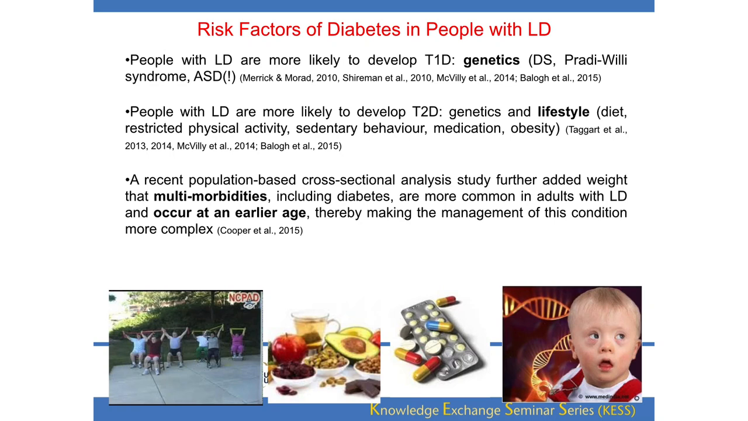But why do people with learning disabilities have higher rates of diabetes? First of all, there may be a genetic component, for example, people with Down syndrome and Prader-Willi syndrome. There's also been some research suggesting people with autistic spectrum disorder are more likely to have diabetes. There may also be lifestyle factors. We know people with learning disabilities have higher levels of sedentary behaviour and low levels of physical activity. They're also on more medication, particularly antipsychotic medication, and all those factors lead to obesity. Antipsychotic medication leads to abdominal fat, and that's one of the things that leads to diabetes.